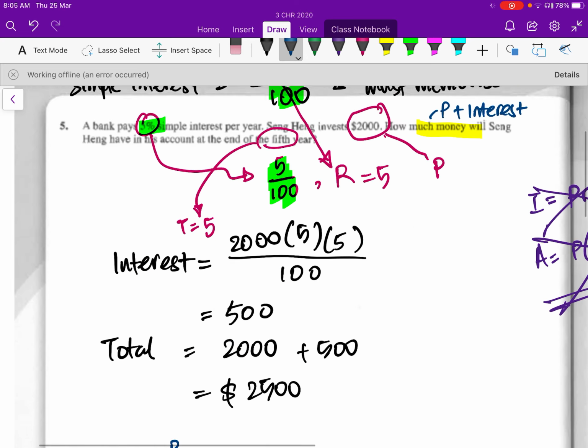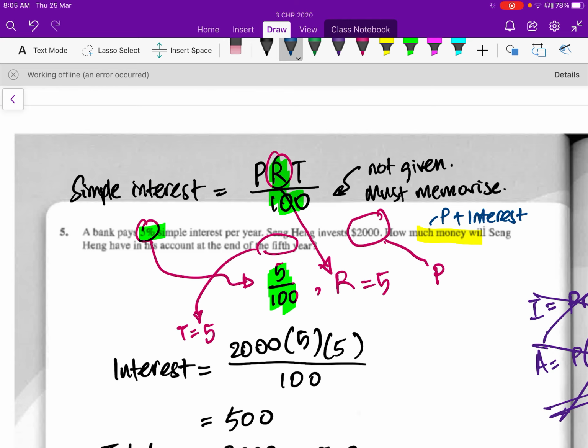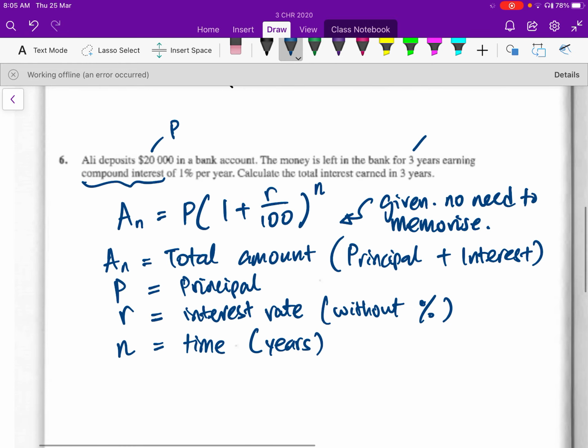In our simple interest formula, they use capital T for the number of years. In this case, they use n. I would like to use T for you, but it is given to you as n. If I teach you T, then you open the formula list, oh, what is this n? Then you don't know how to use it. Then it's useless. So you must know what all these mean. This is what's going to be given. The formula is given to us. It is called compound interest.